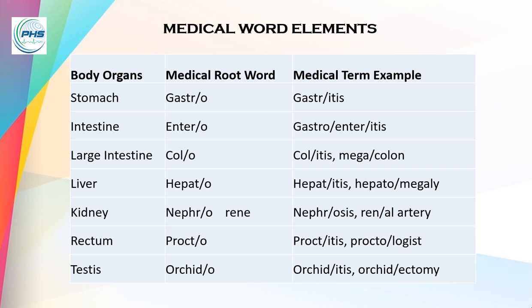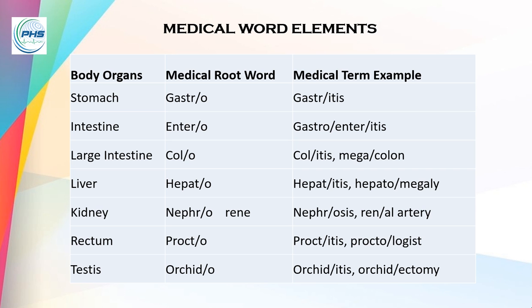Next, rectum and anus. The medical root word is proct. The word example is proctitis. Proctitis is inflammation of the rectum. And a proctologist is a doctor specializing in diseases of the rectum and anus.